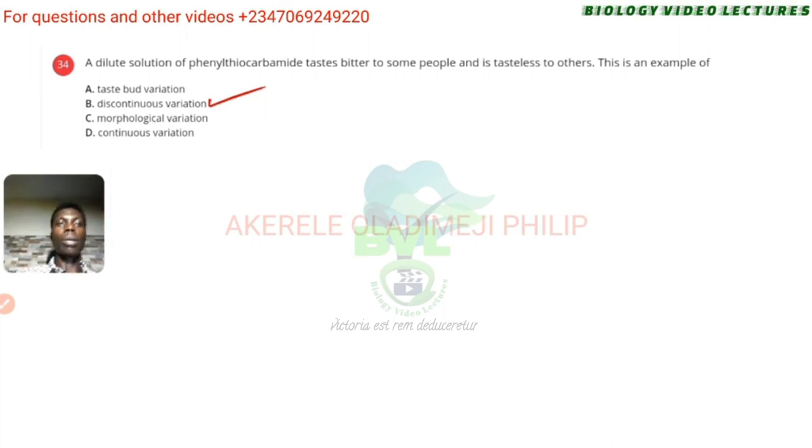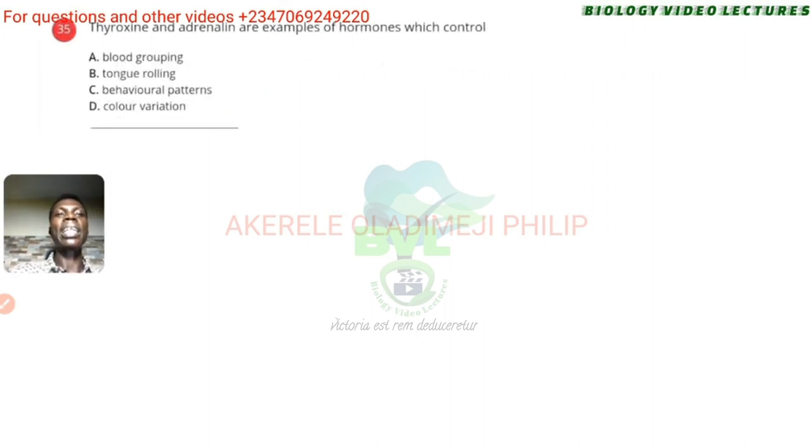Some people can taste phenylthiocarbamide as being bitter. That's rare. Most people taste it as tasteless in their mouth. Now, thyroxine and adrenaline are examples of hormones which control what? Thyroxine majorly controls metabolism and some sort of behavior. If you don't have a balanced level of thyroxine, it can actually make you either too sluggish or very active. And adrenaline, as we know, is a fight and flight hormone. So the answer is going to be behavioral pattern.